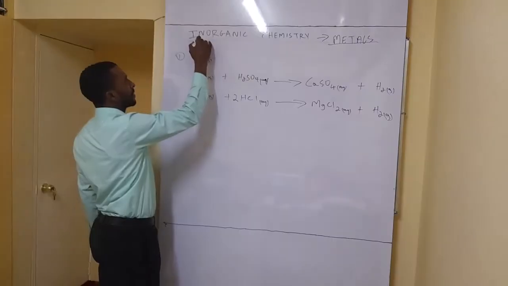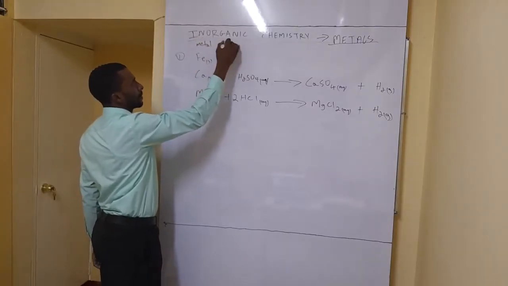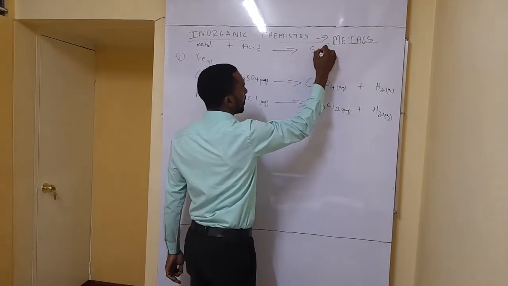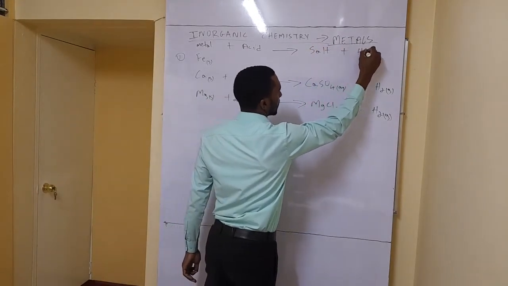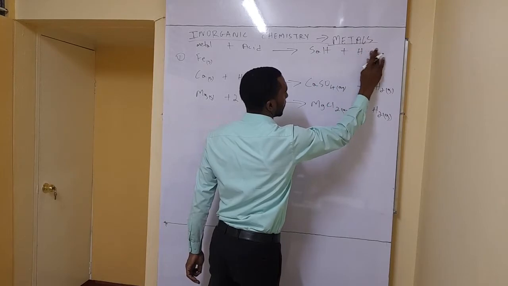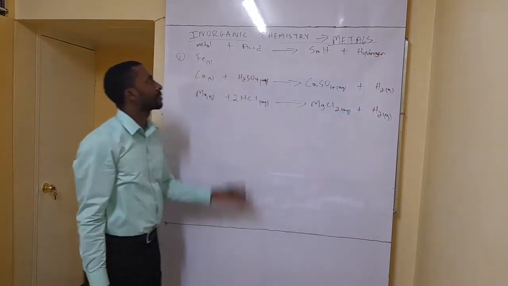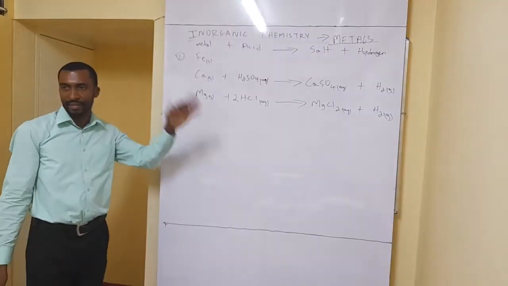Remember, all of this is metal plus acid produce salt plus hydrogen. That's the one I was focusing on, and I gave you some examples.